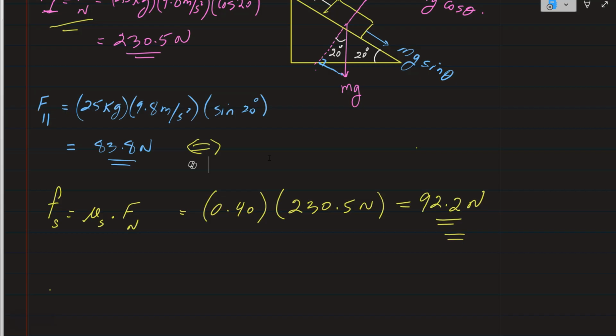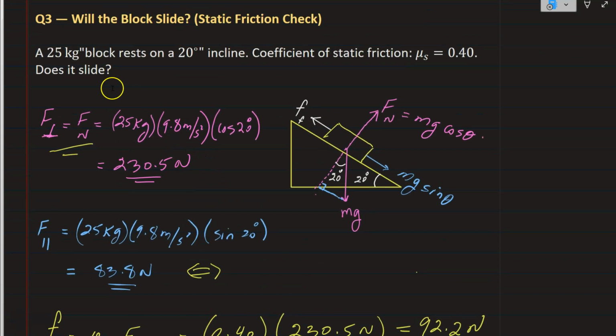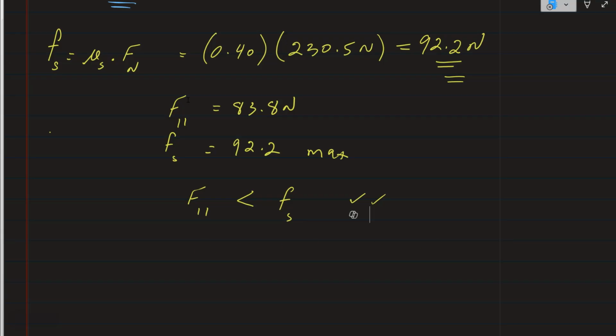So let's look at it. We have F parallel, 83.8. We have the force of static friction, 92.2. That is the maximum force, by the way, that is allowed. So you can see that F parallel is smaller than the force of static friction. That means, of course, 83.8 is less than 92.2. So that makes sense. That means the block is not moving, does not slide down. Okay, it just stays still.